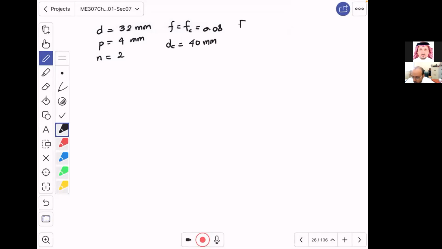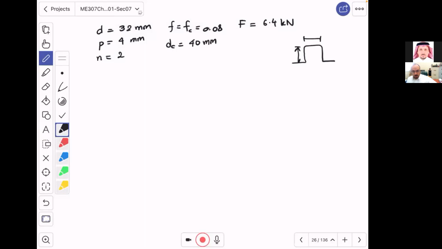And then we have the diameter of the collar, which is equal to 40 millimeter. We have an F applied on each screw, so there seem to be many screws, which is equal to 6.4 kilonewton. And we want to know the depth of the thread, the pitch diameter, the minor diameter, the lead, the torque.